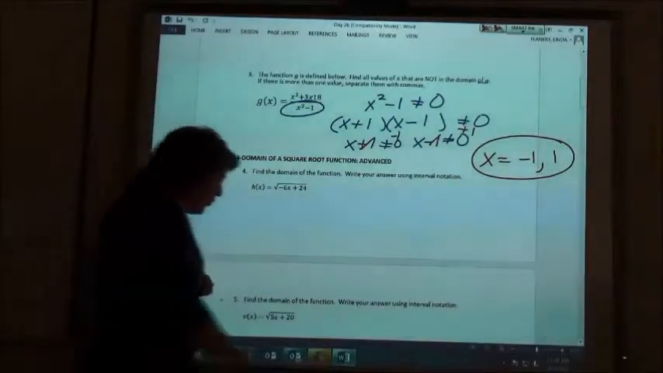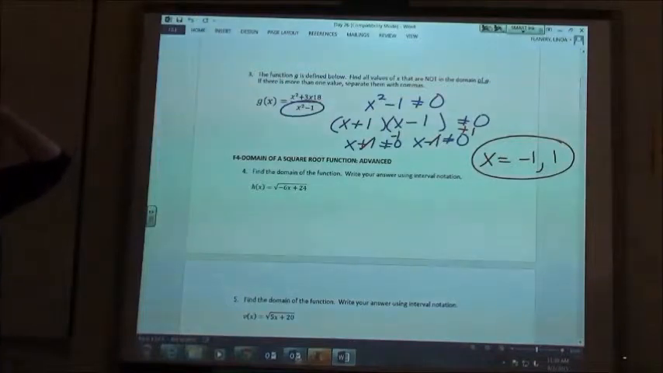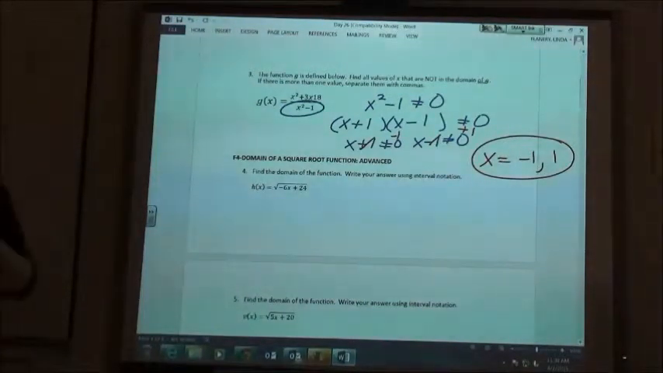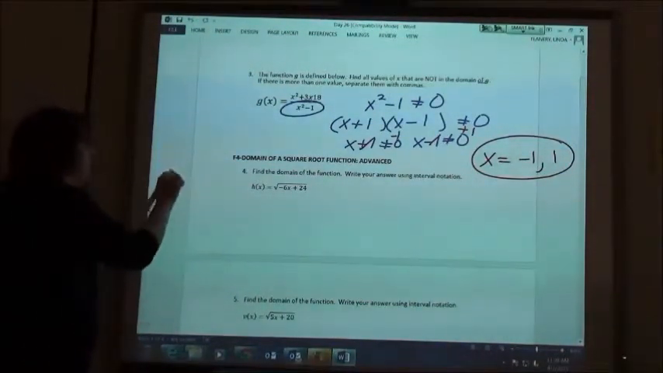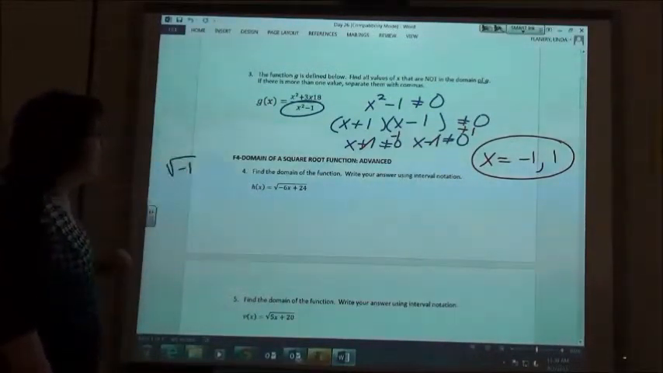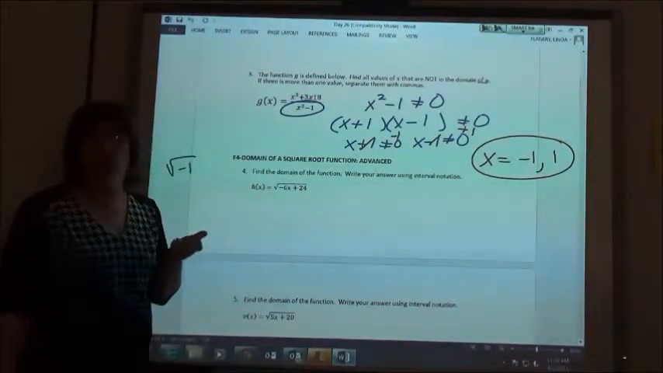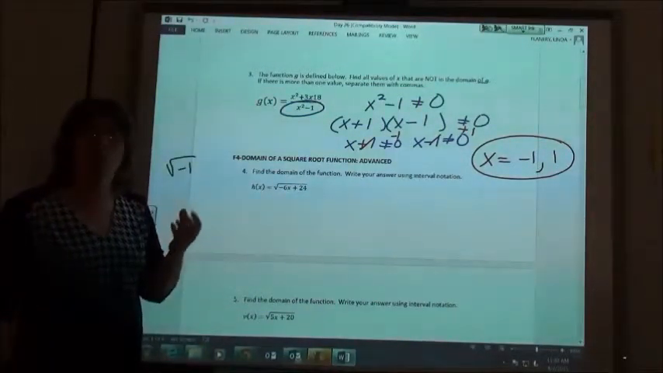Now number 4, we're doing the domain of the square root. So for square roots, we have to think about those. If I try to do the square root of a negative number, it gives you that math error. So in this case, I need to set this up so that I can only have a positive number or 0.